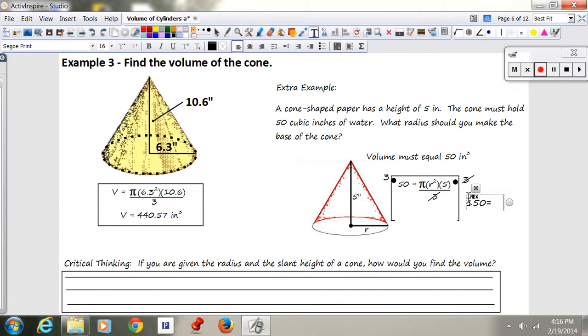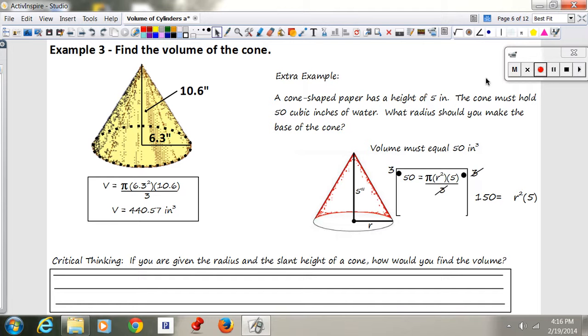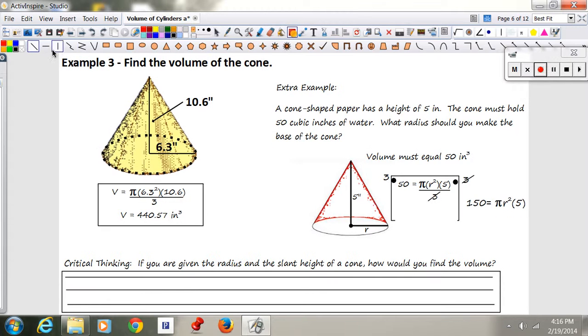So you'd have your pi r squared times 5. Okay, let me put a pi there so you can see the pi. So pi times r squared times 5. Then you would divide both sides by the 5 pi again, just like we did before, to get r squared.